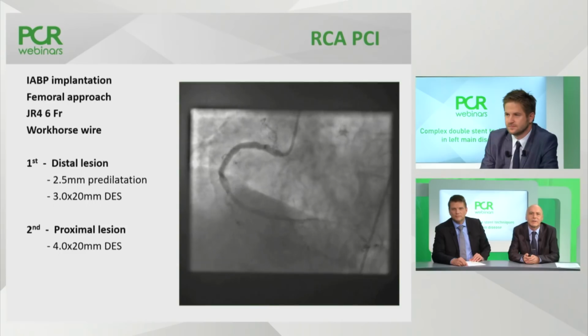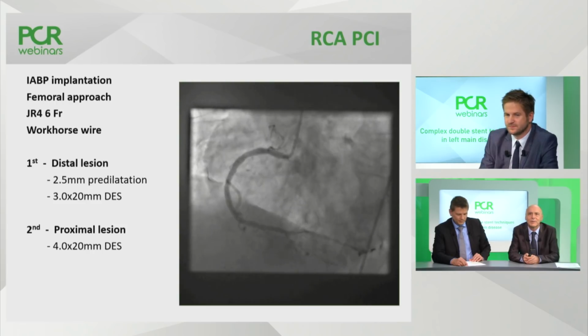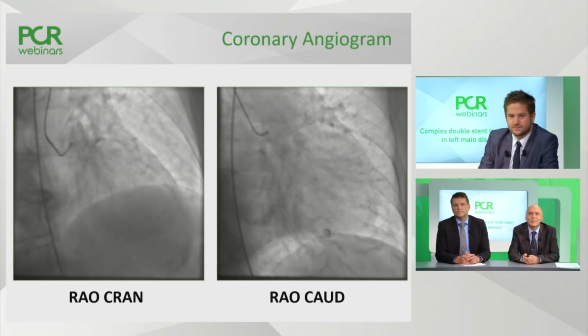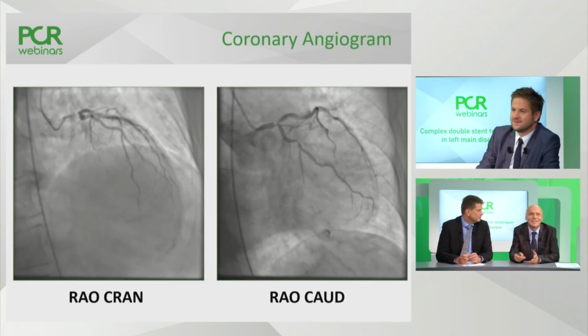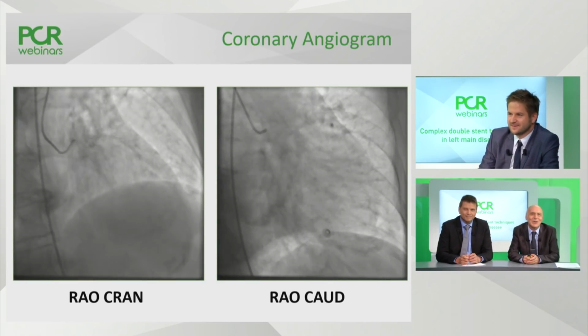So the right was a rather straightforward PCI. I put in 2 stents and ended up with a good angiographic result, and I didn't use much contrast for this one. And then, of course, again, the main problem in this lady was that distal left main Medina 1-1-1.